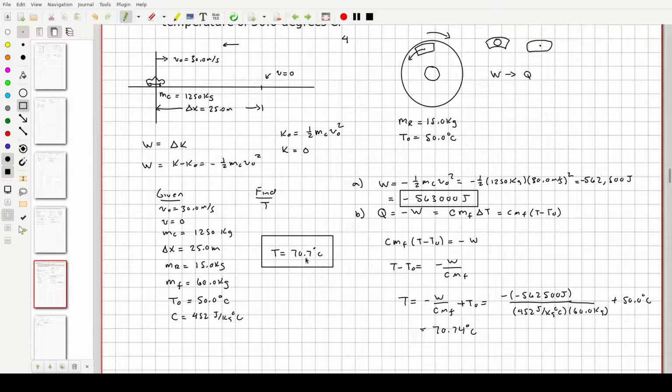Now, 70.7 degrees Celsius, that's pretty hot. And you can kind of prove to yourself that the act of braking generates heat by starting up your car, say pulling out of your driveway, driving down to the end of your street, hitting the brakes, turning around, coming back and pulling into your driveway, and hitting the brakes.